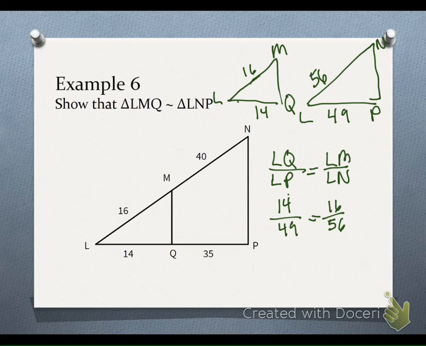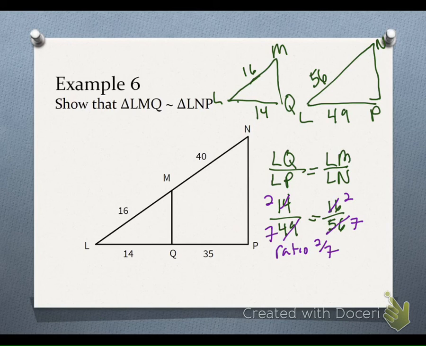Okay, so our next one is now to look to see if there's anything in common between 14 and 49. 7. How many times does 7 go into 14? 2. How many times does it go into 49? 7. Okay, what goes into 16 and 56? 8. How many times does 8 go into 16? 2. How many times does it go into 56? 7. Okay, so we know our ratio is 2 over 7.